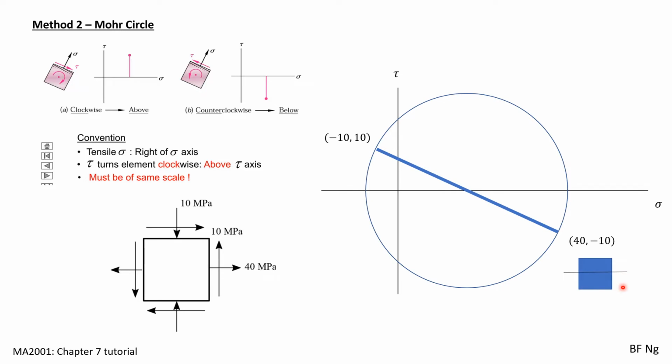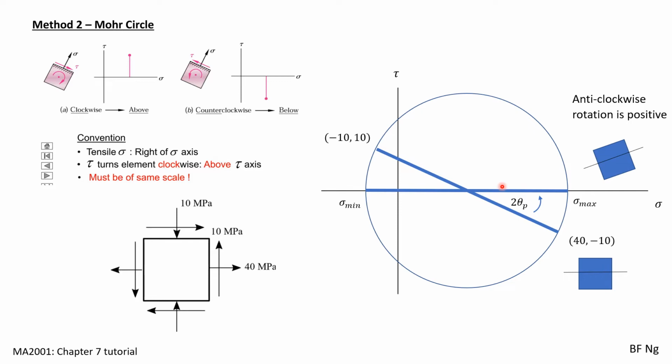To obtain the principal stresses and principal planes, we rotate the line such that it becomes horizontal. And the angle of rotation is 2 theta p. To get the principal plane, we'll just divide 2 theta p by 2, and then we get theta p, and we get theta p plus 90 degrees as well. Here, as the element is rotated anti-clockwise, theta p is positive.